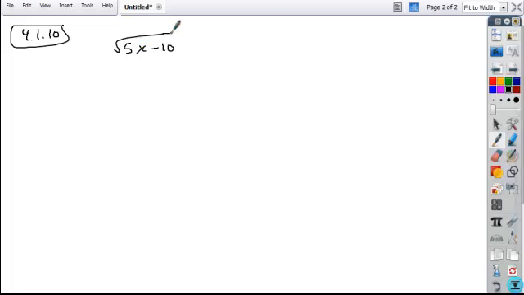Remember, there's two types of problems that are contained in this section. There's the reducing fractions, and then there's the identifying domain. And this is one of the domain problems. So what we want to do is figure out, are there any restricted values for x in this expression?